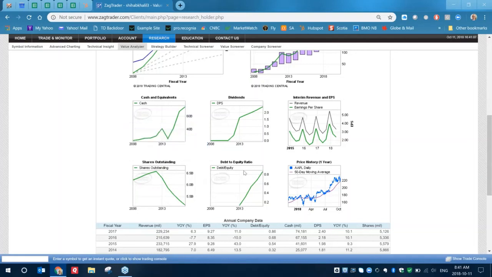The debt to equity at the same time is rising. So in fact, it's still pretty reasonable, but around 0.8, and that's been going on since 2013. It's kind of interesting that as the shares have been going down, the debt has been going up. So it kind of gives you a sense of perhaps where some of that debt is going.